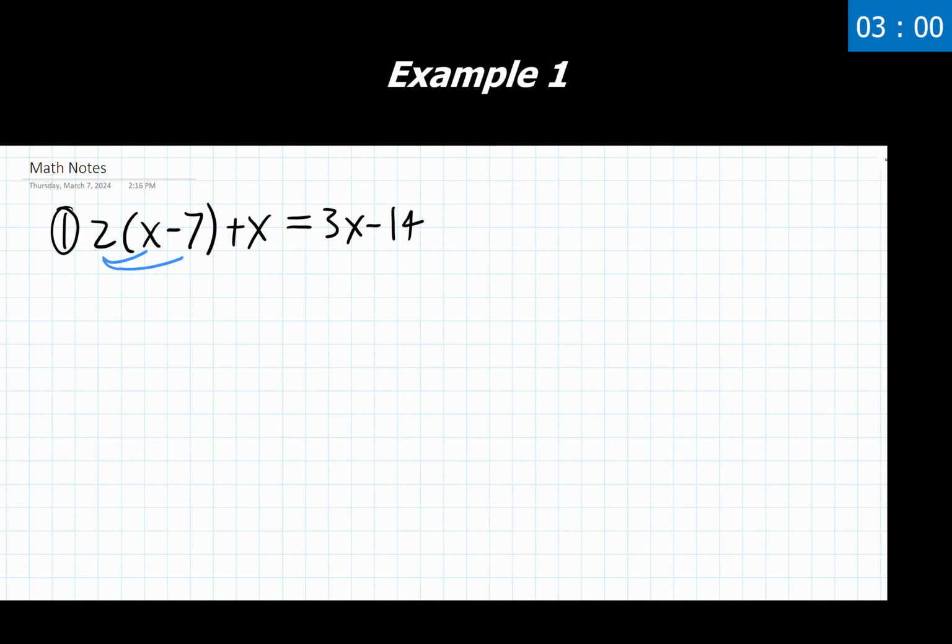I start by distributing this 2 through to everything inside the parentheses, and I get 2x minus 14 plus x. Bringing down the equal sign. Combining like terms, I can combine the x's together, and I'm going to get 3x minus 14 on the left side. I can't combine anything else. One's a variable, one's a constant, so I'm done there in terms of how much I can simplify. On the right side, I have 3x minus 14. I can't combine any like terms. I don't have any other operations going on, so I'm just going to bring this 3x minus 14 down exactly as it is.